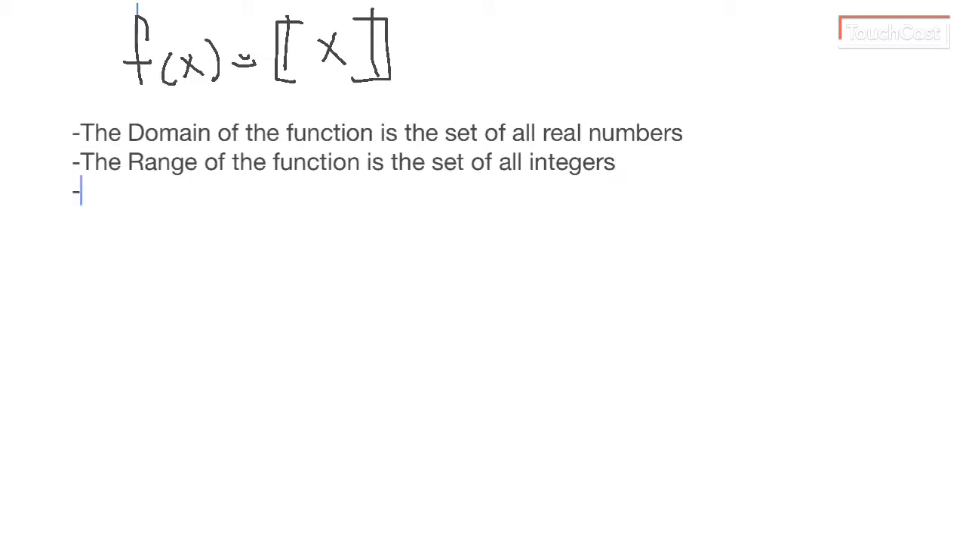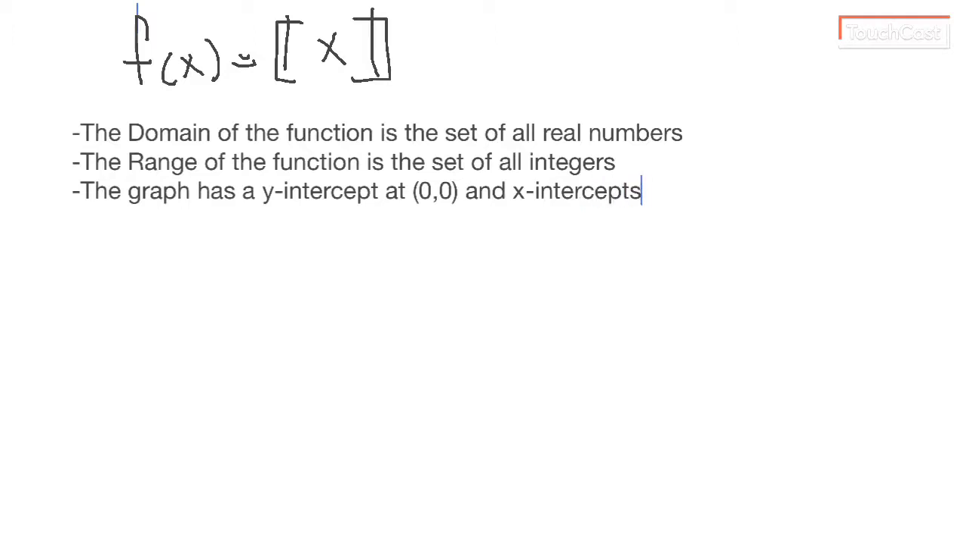Another characteristic of this function is that the graph has a y-intercept at 0, 0, at the origin, and it has x-intercepts in the interval from closed bracket 0 to 1 parenthesis. Remember, that means we include 0 and everything between 0 and 1, but 1, if we were looking at a graph, would be an open circle.